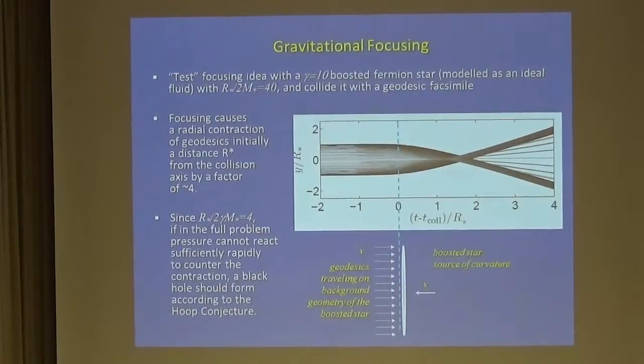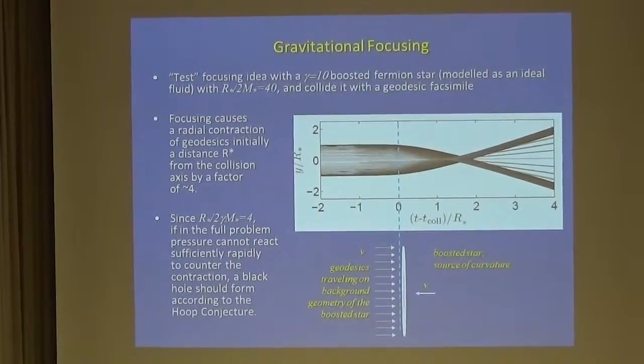So we were able to go to gammas of 10, and in this case, the Hoop conjecture would suggest, this is the compaction, the Hoop conjecture would suggest that a gamma of 40 would be the critical one above which would form black holes. But first, let me just show you what happens with this geodesic model. So what I'm showing you here is the example.